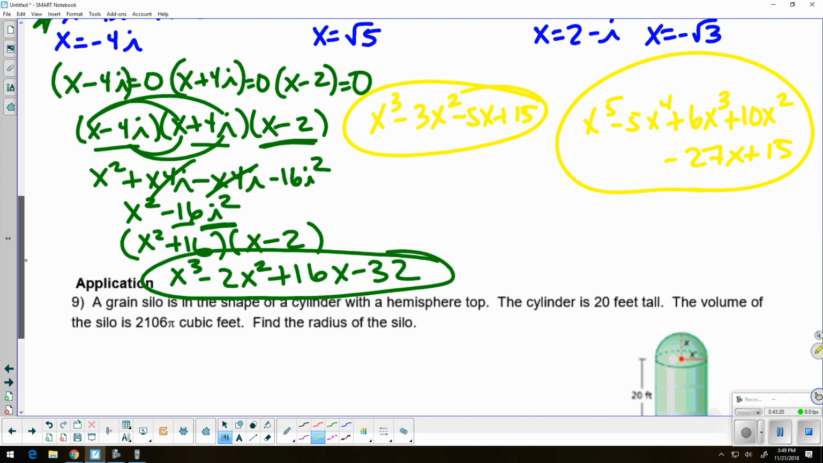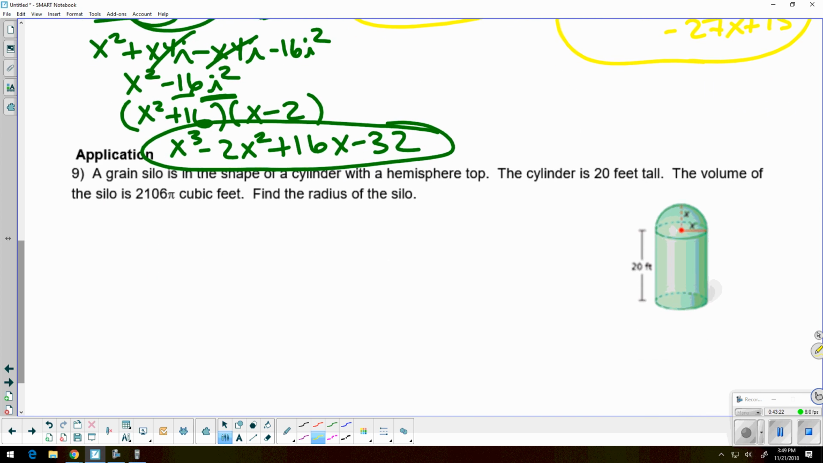The last one, though, is an application problem. A grain silo is in the shape of a cylinder with a hemisphere top. The cylinder is 20 feet tall. The volume of the silo is 2,106 pi cubic feet. Find the radius of the silo.